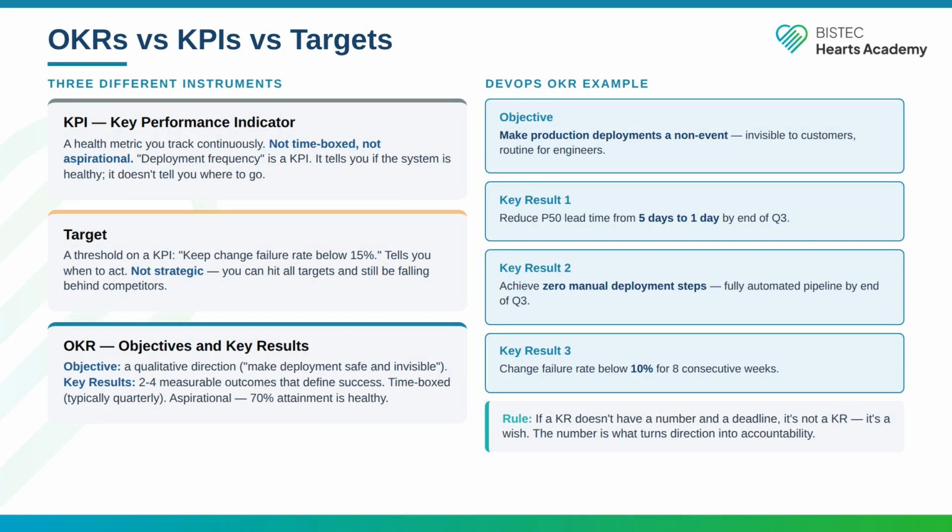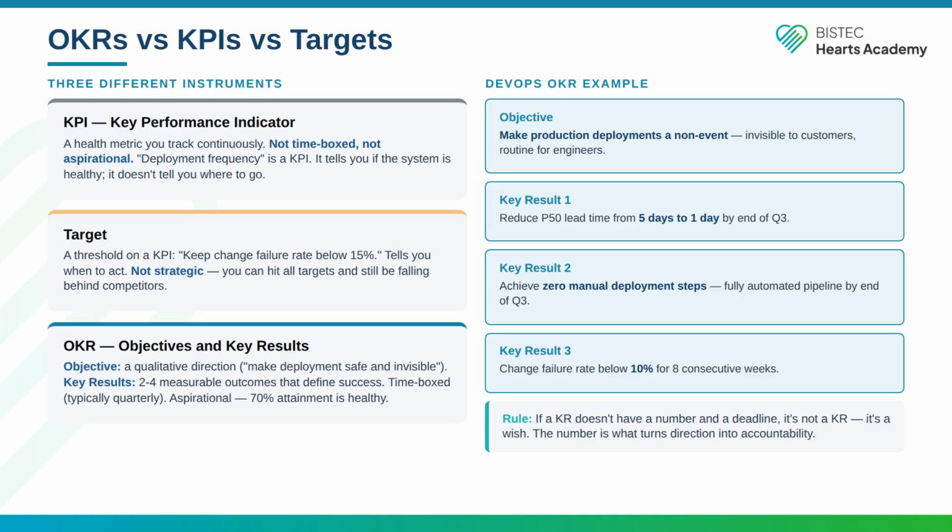3 instruments are often confused with each other, and the confusion leads to bad goal setting. KPIs, key performance indicators, are the health metrics you watch continuously. Uptime, error rate, deployment frequency. They tell you if something is broken. Targets are thresholds on KPIs. Uptime must be above 99.9%. These are guardrails, not goals.